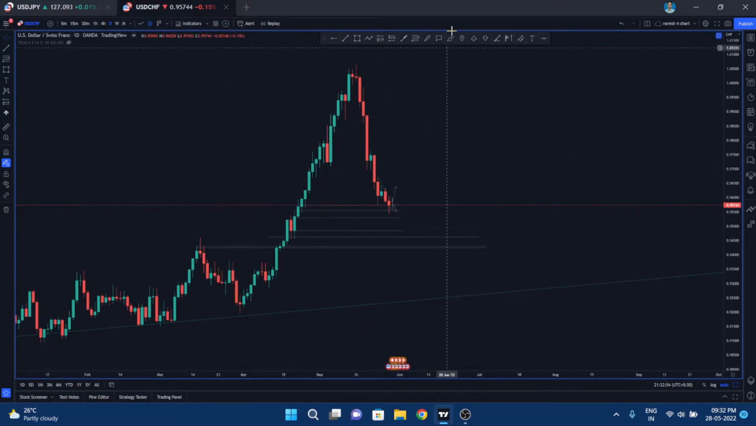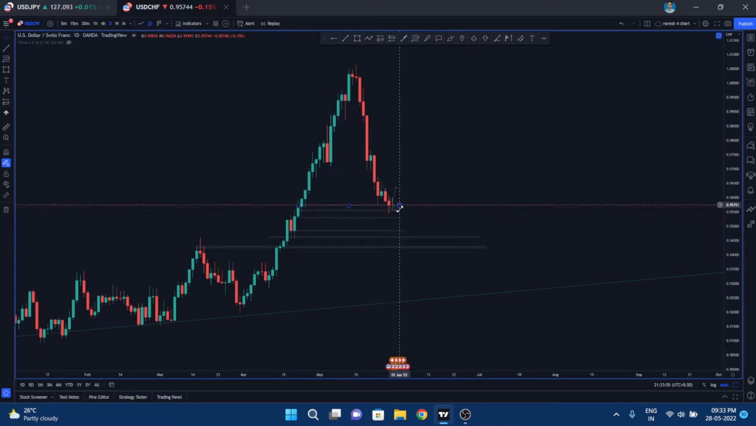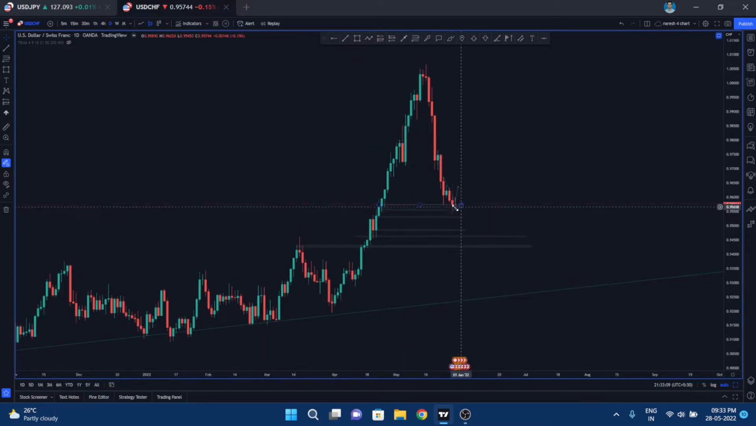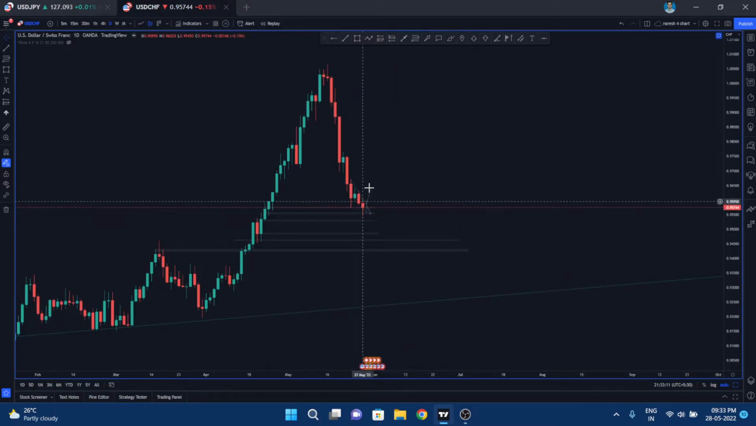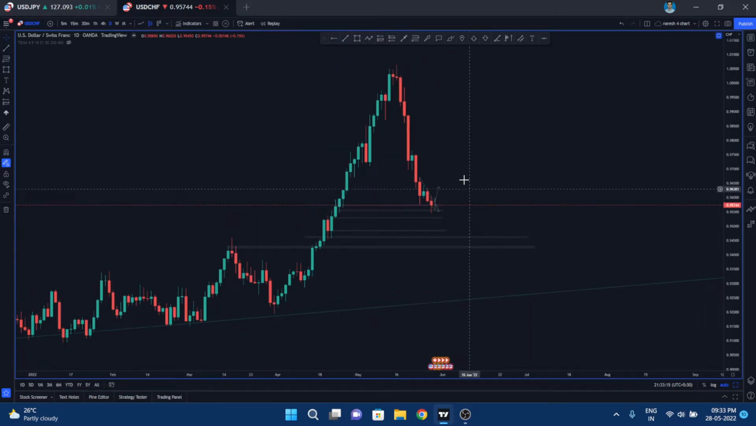Right now the move has already been made, and it has already retraced around 50 to 60 percent, so it is in the golden zone right now. Anytime soon we can look for a reversal back to continue the trend up. So trade carefully here, guys. If it is going for long entries, long options are better compared to short options in USD CHF.